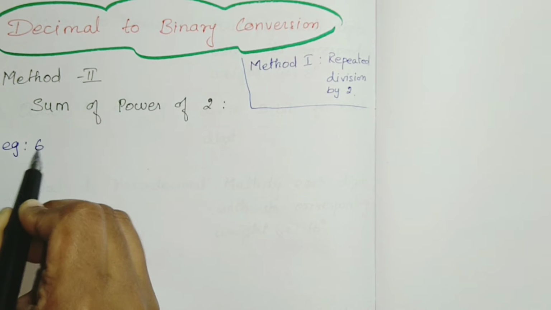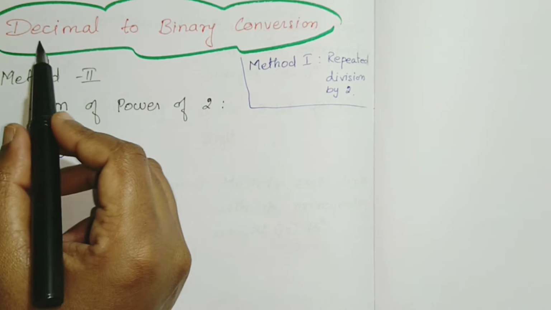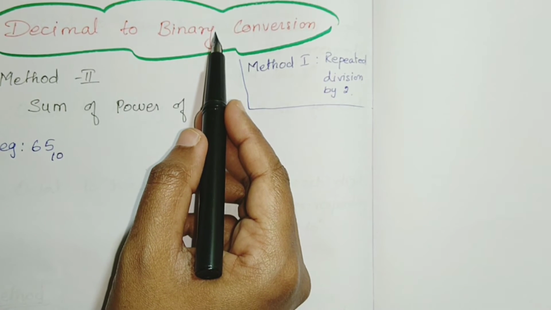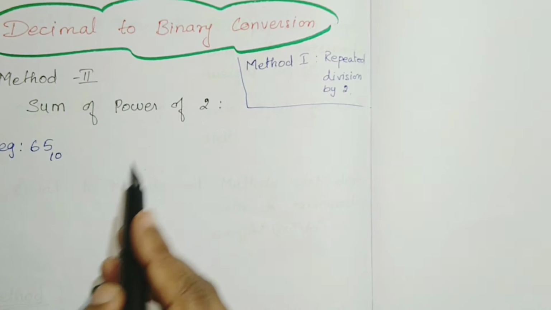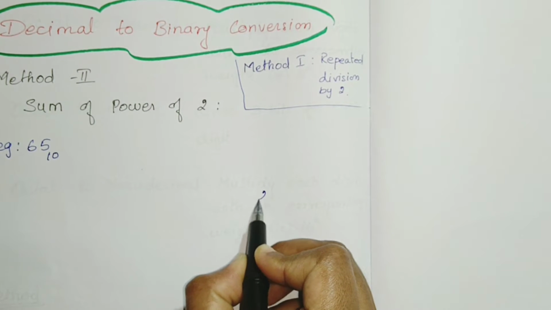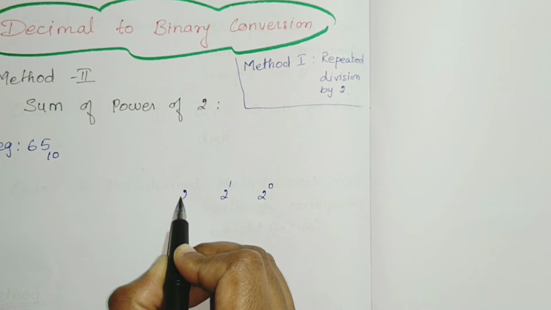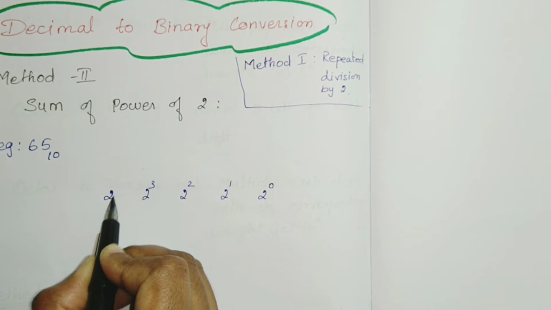So for example, let us take 65 base 10. This is the decimal number. We have to convert this decimal number to binary using the sum of power of 2 method. First step, write the power terms: 2 to the power 0, 2 to the power 1, 2 to the power 2, 2 to the power 3, 2 to the power 4.